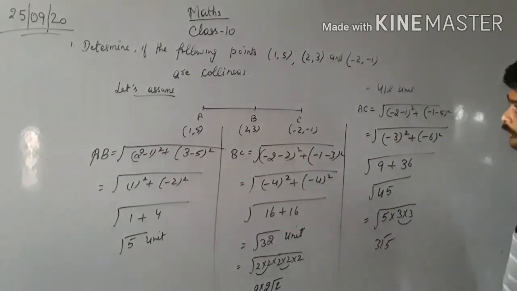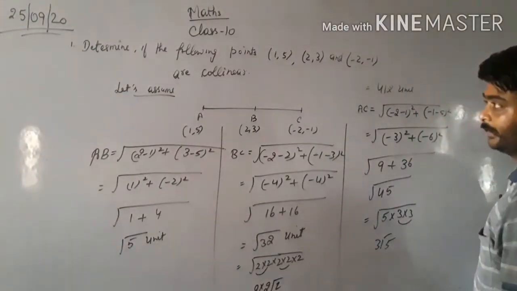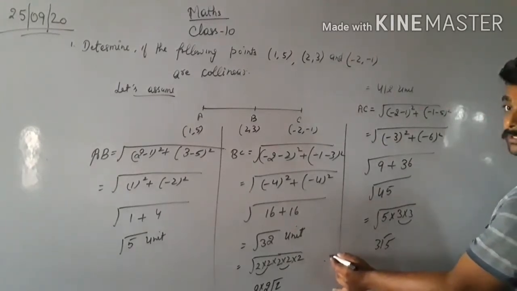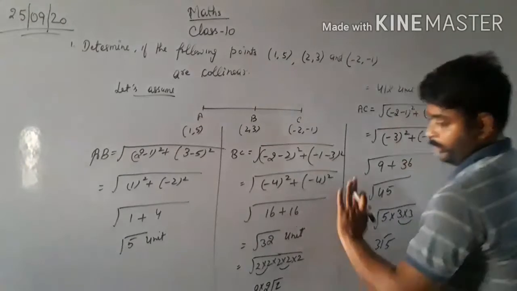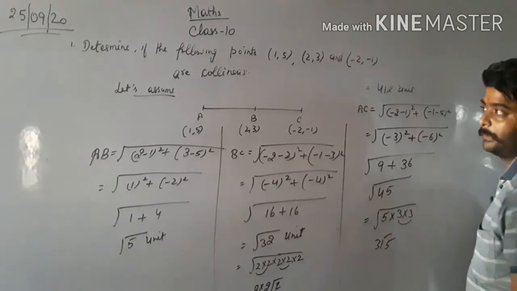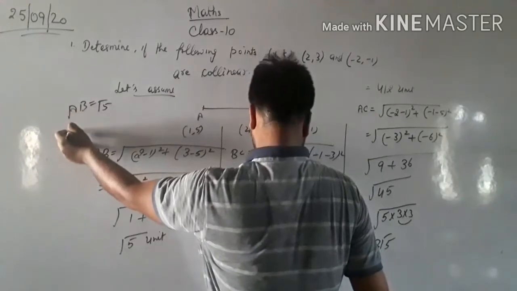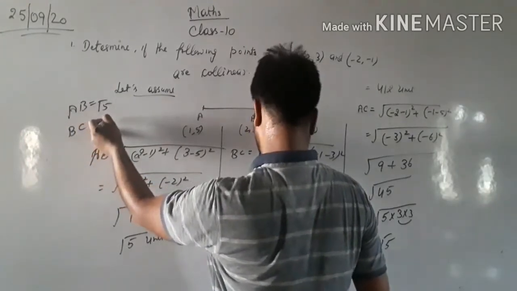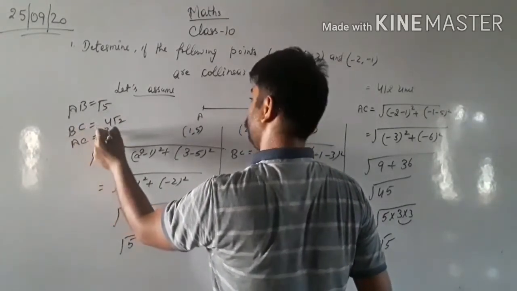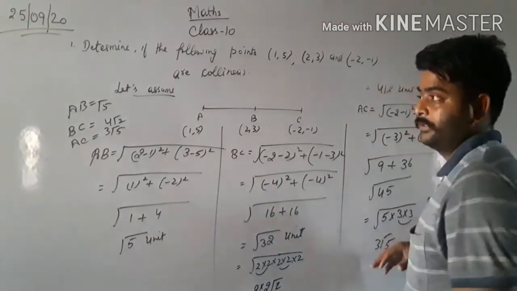So class, when we add all these, look here at what we are getting. Have you noted it down? Okay class, I am writing here. What is AB? AB is root 5. What is BC? BC is 4 root 2. And what is AC? AC is 3 root 5.